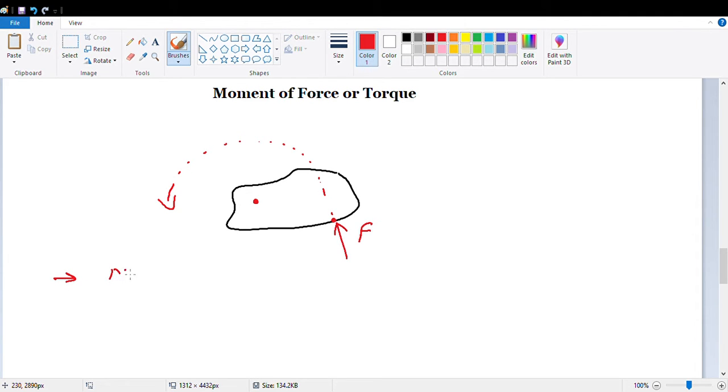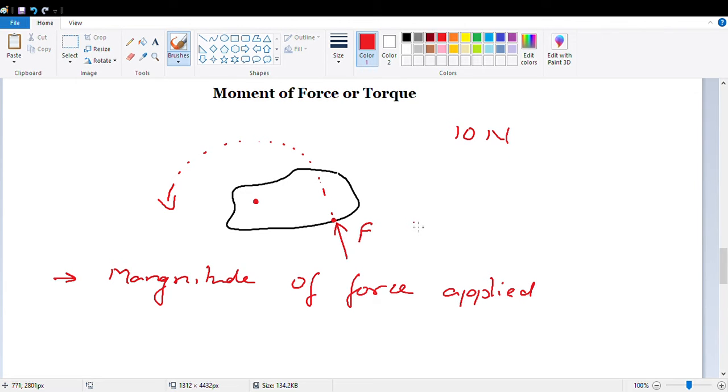The first factor is the magnitude of force applied. Magnitude of force applied means if you are applying a force with higher magnitude. Suppose initially you applied 10 Newton of force, then the body showed some rotation. Now you increase the force. Suppose you now apply 20 Newton, then the body will revolve faster. So when you increase the magnitude of force, the rotation increases.